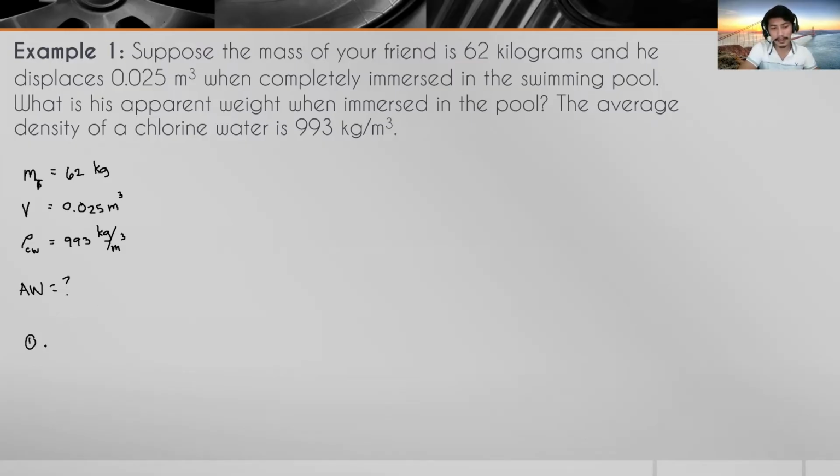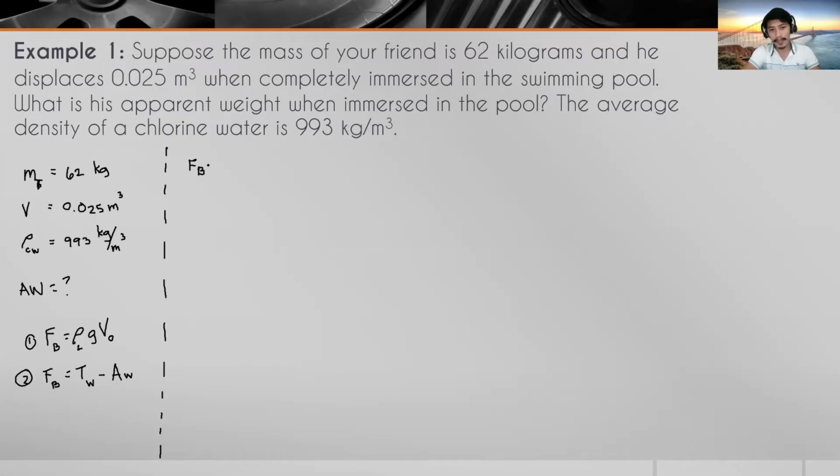So balik lang tayo doon sa equation. Ano ba yung mga equation natin? We have buoyant force is equal to density of the liquid multiplied by g multiplied by the volume of the object or liquid displaced. Or second equation, we have buoyant force is equal to true weight minus the apparent weight. Ano yung gagamitin natin na equation dito? Ang gagamitin natin is ito because ang hinahanap natin is the apparent weight. So yung second equation lang naman yung may apparent weight. So we are going to use the second equation.